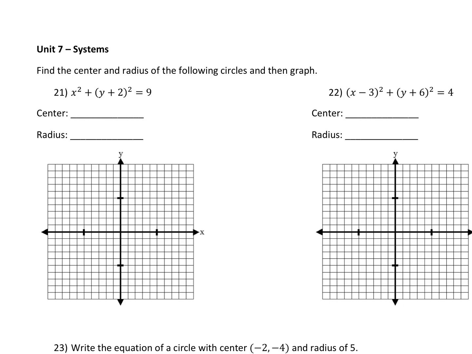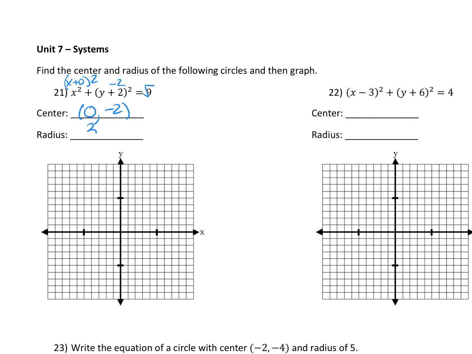In this video, we are going to graph and solve systems of equations. So in this first problem, it's an equation of a circle. So I have x squared plus (y plus 2) squared equals 9. So our x squared is really (x plus 0) squared. So my center is going to be (0, negative 2), because it's always opposite.